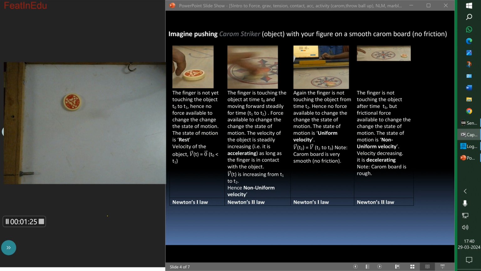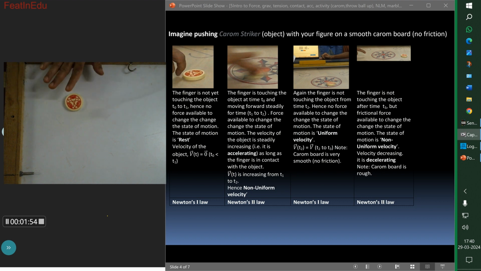Now next, the finger is touching the object at time t1 and moving forward steadily from t1 to t2. I'll explain that. Force is available for change in the state of motion. The velocity of the object is steadily increasing, that is, it is accelerating as long as the finger is in contact. V of t is increasing from t1 to t2, hence non-uniform velocity.